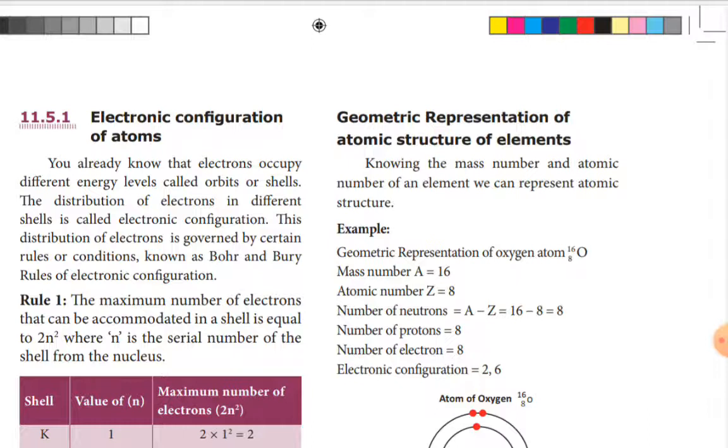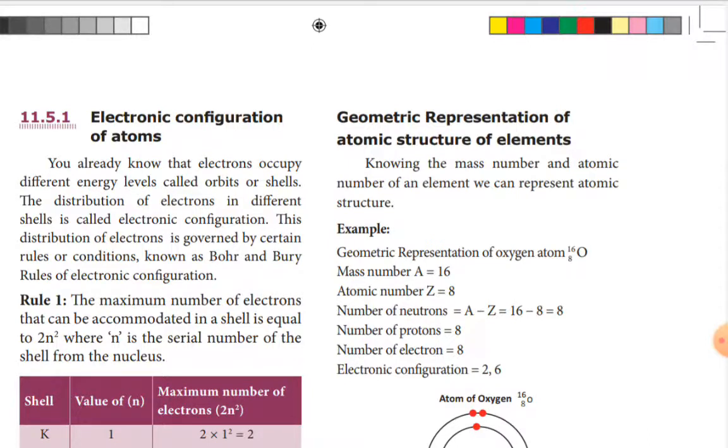The first shell can have a maximum of 2 electrons. The second shell, the L shell, can have 8 electrons. Then the M shell can have a maximum of 18 electrons. The N shell 32, next 50 electrons, 72 electrons, like that. Using the 2n squared formula, we can locate the electrons in the different atomic orbitals.